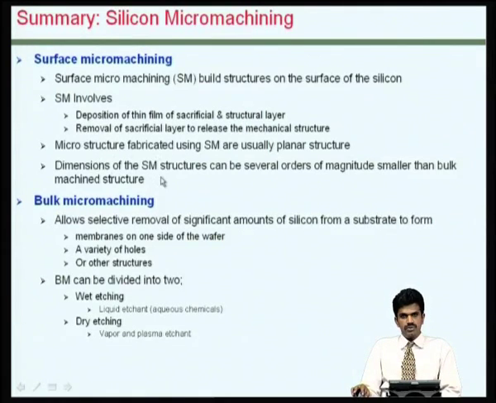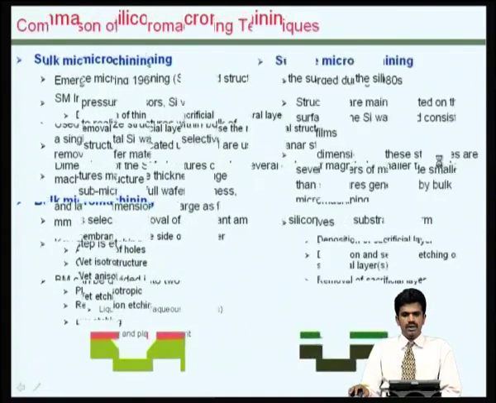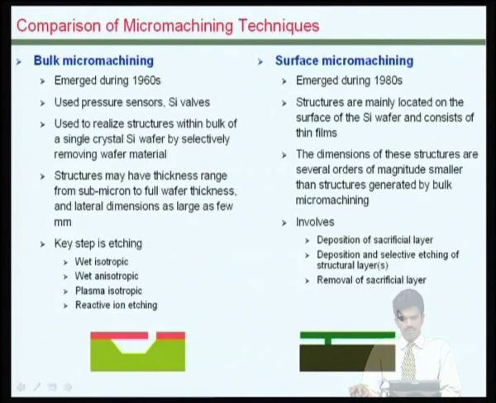The dimensions of structures formed by surface micromachining can be several orders of magnitude smaller than in bulk material and can have very large lateral dimensions and very thin vertical dimensions. As you could see from here, in surface micromachining you are essentially adding a small component to the surface of the silicon wafer, whereas we dig into the wafer itself in the case of bulk micromachining.